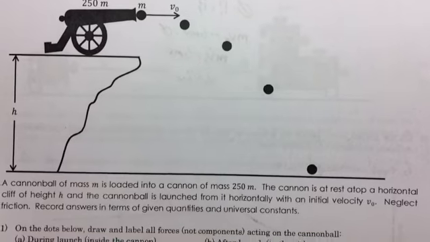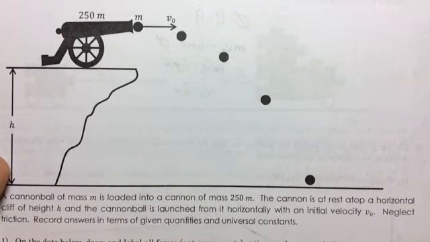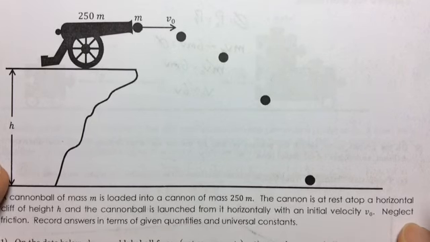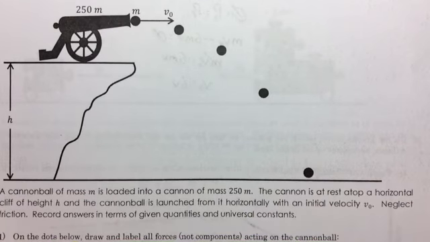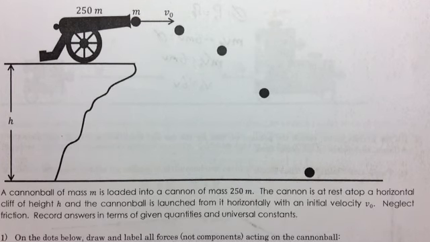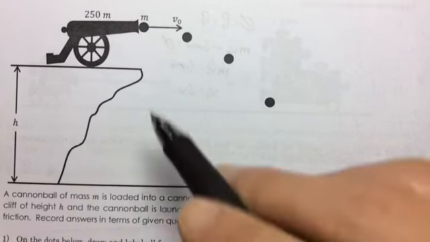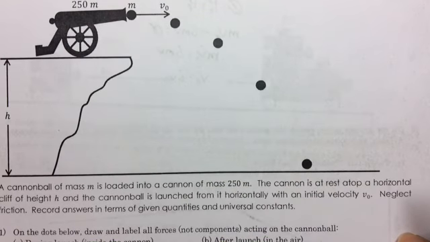Here's the prompt. Cannon on cliff says we have a cannonball of mass m loaded into a cannon of mass 250 m. Usually the guns are shooting things that are much smaller than them. The cannon is at rest atop a horizontal cliff at height h, and the cannonball is launched from it horizontally with an initial velocity of v naught. Neglect friction. Record answers in terms of given quantities and universal constants. So your answers have to have what's given. What's given? m, v naught, and maybe g.